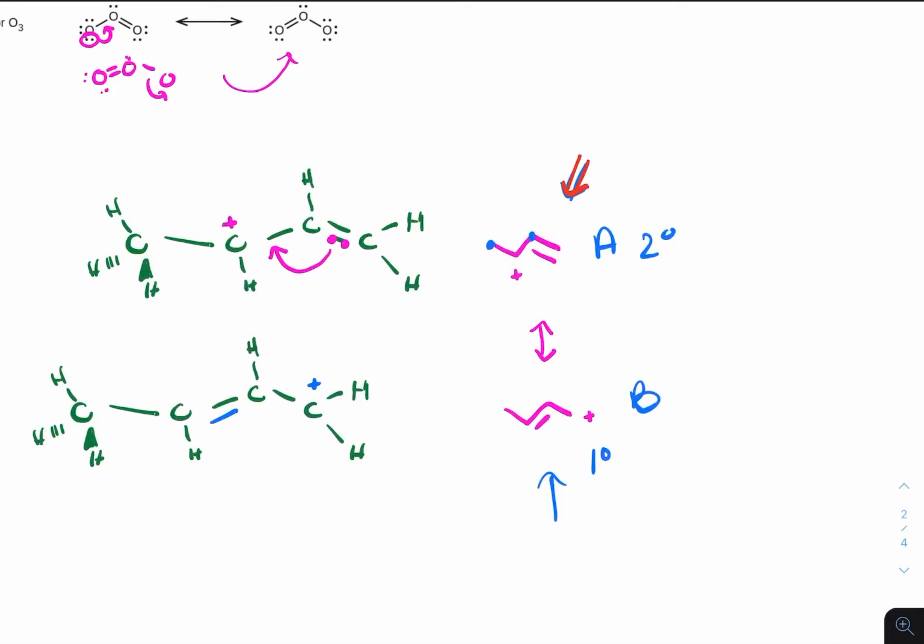So this whole thing right here is the major resonance contributor, and this one is a primary cation, right? So it wouldn't be the major contributor. This one would actually be the minor. B would be the minor resonance contributor, while A would be the major resonance contributor. And the major resonance contributor is the structure that is the most stable, aka the lowest energy, right?